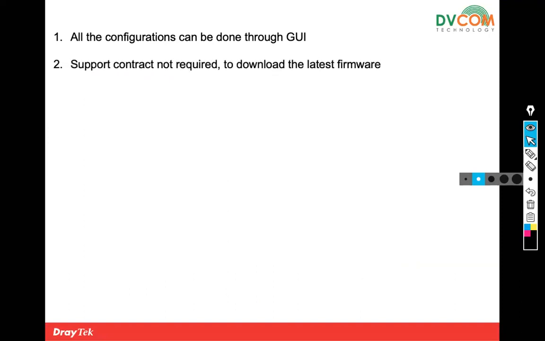The second one is that a support contract is not required to download the latest firmware. With most vendors, if you want to download the latest firmware, you need to have a proper support contract, and you need to renew it every year. But for DrayTek, you don't need to take any support contract. Simply visit the DrayTek website and go to support. From there, you can see which latest firmware is available for your device model, so you can download it directly and upload it.